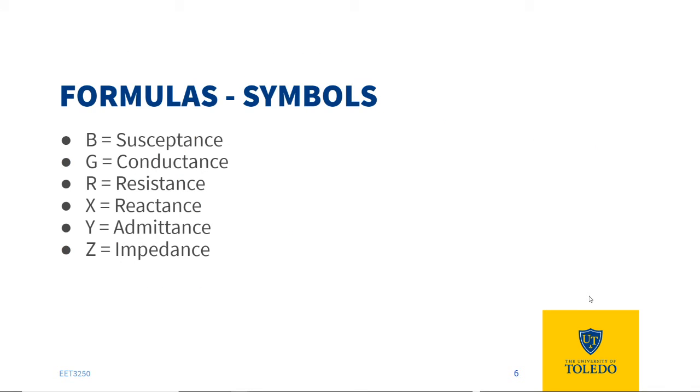Formulas, particularly symbols. These are symbols that you'll see later on as we continue through the formula section. B equals susceptance, G equals conductance, R equals resistance, X equals reactance, Y equals admittance, and Z equals impedance. Because of this, we will not continue repeating these throughout the formulas and just refer to them as their symbol.